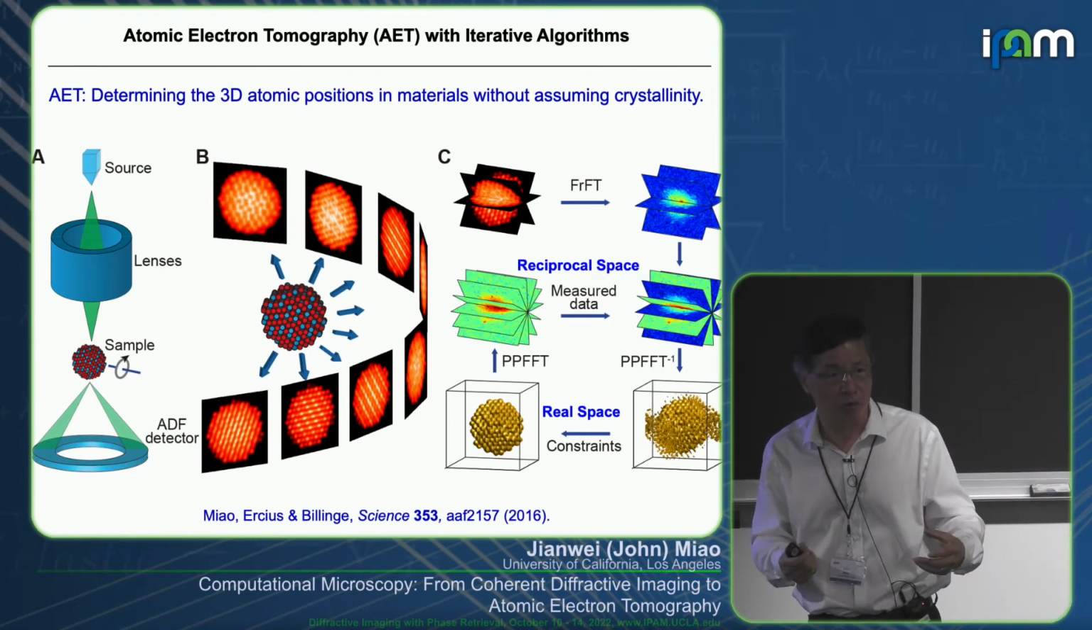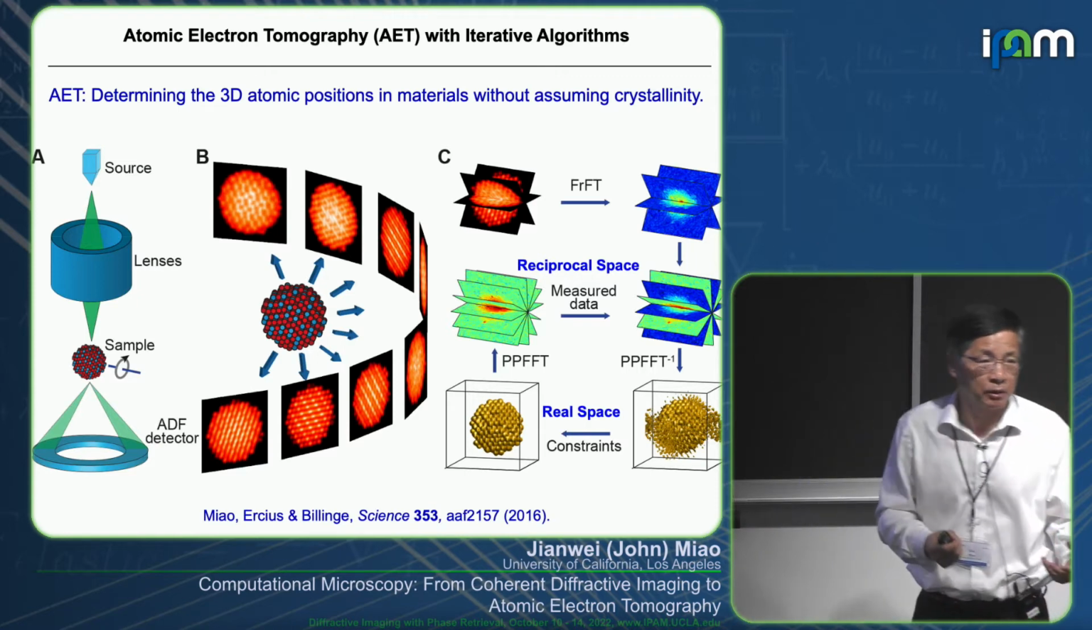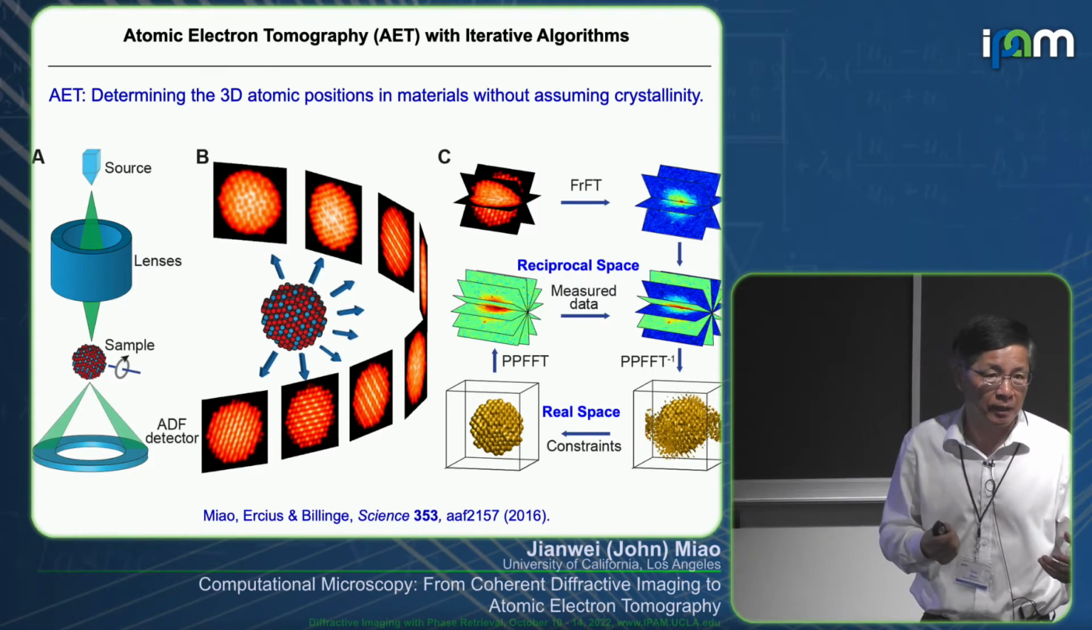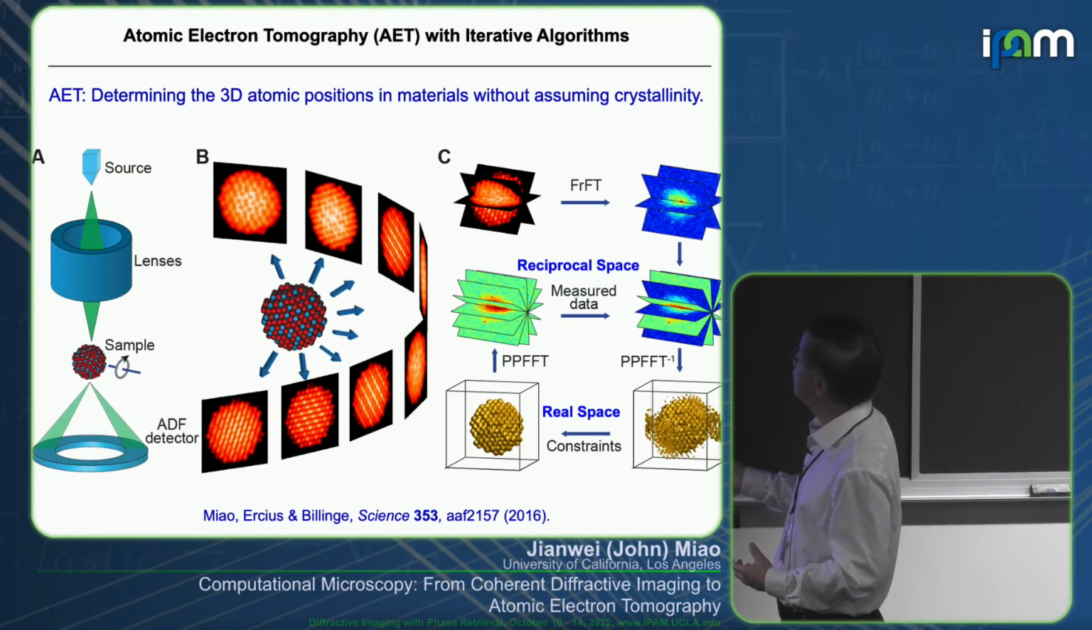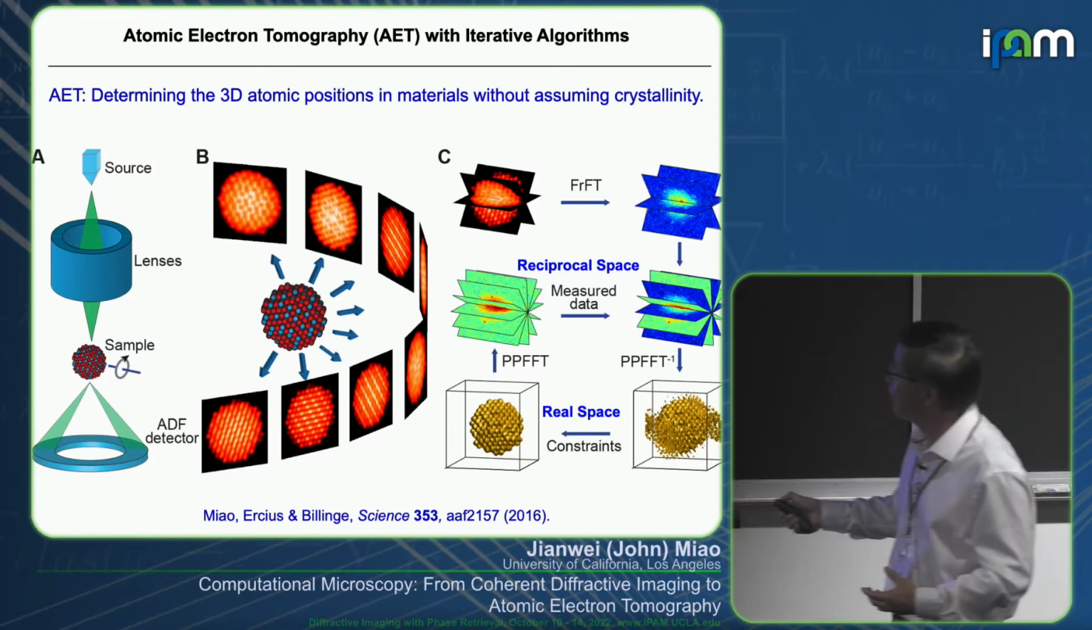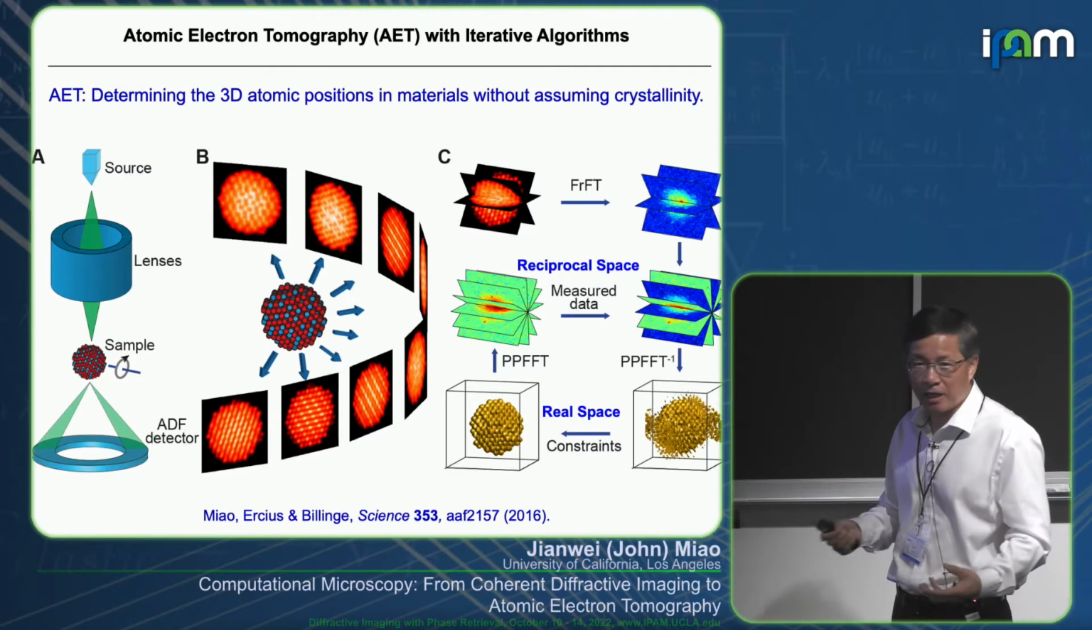What's the best possible? You cannot get a perfect reconstruction, but what's the best possible reconstruction from limited data? So we developed this atomic electron tomography. The goal is to get 3D atomic positions without assuming crystallinity.